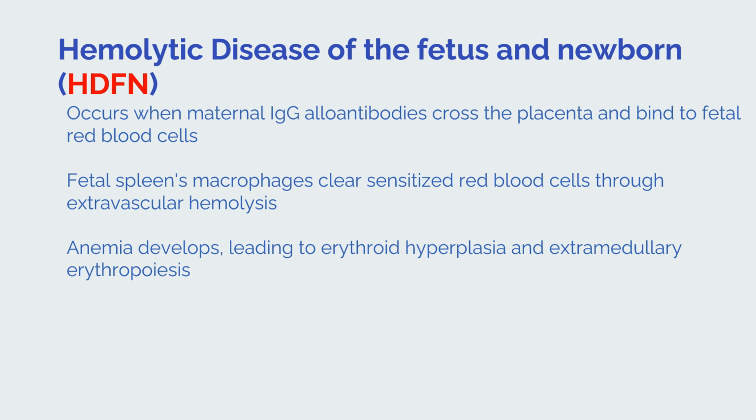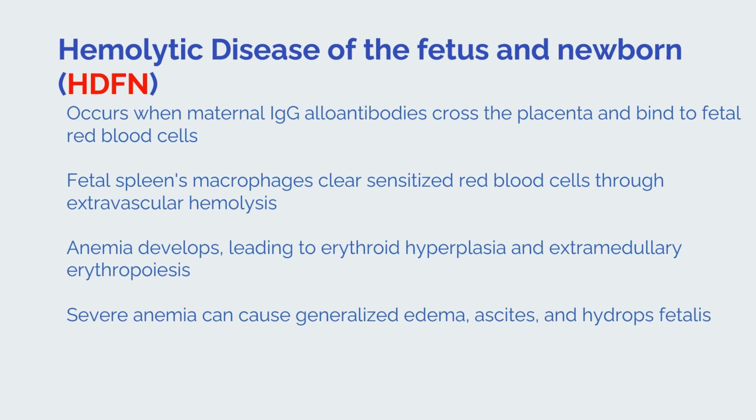In response, the fetal bone marrow shows erythroid hyperplasia, and there is extramedullary erythropoiesis in organs such as the spleen, liver, kidneys, and adrenal glands. This process often releases nucleated red blood cells into the fetal circulation. If left untreated, severe in utero anemia can lead to generalized edema, ascites, and a life-threatening condition called hydrops fetalis. Interestingly, anti-KEL antibodies can cause anemia in a different way by suppressing fetal erythropoiesis.